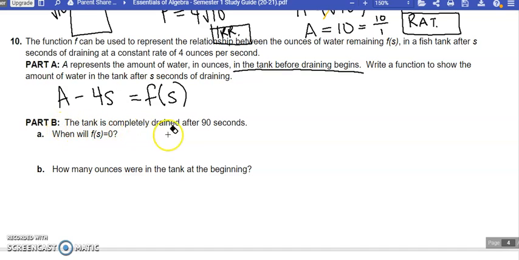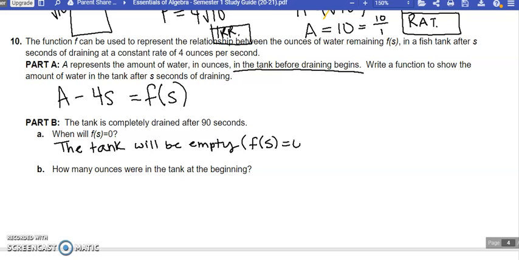This information, the tank is completely drained after 90 seconds. So basically what they're telling you is the amount of water in the tank will be 0. So when will f of s be 0? Well, the tank will be empty. In other words, noted by f of s equals 0 after 90 seconds.